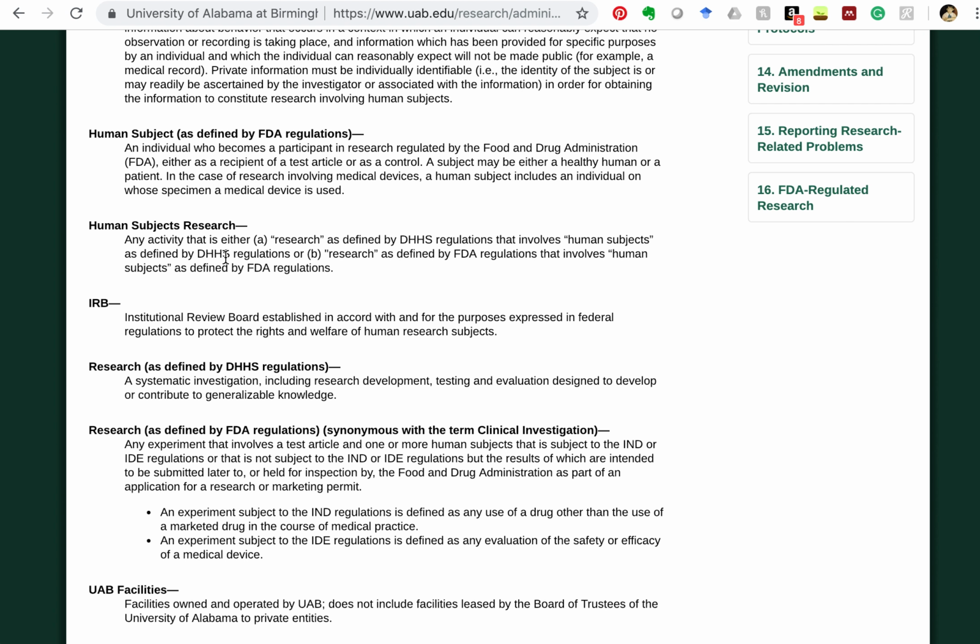So any activity that is either research as defined by DHHS regulations and involves human subjects as defined by those regulations, or research as defined by the FDA that involves human subjects and their regulations. So again, they're using these federal regulations generally for our research when we're talking about human subjects research in the social sciences, because this is going to pertain to medicine.